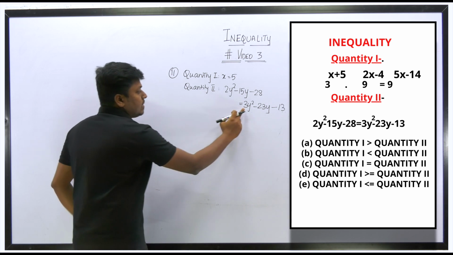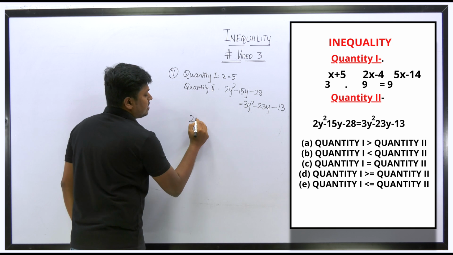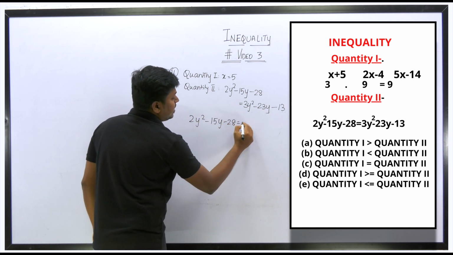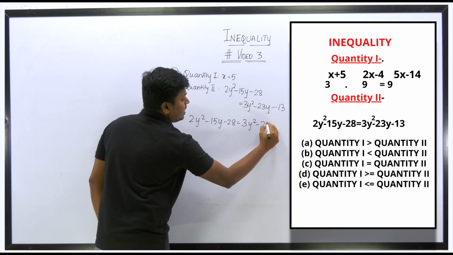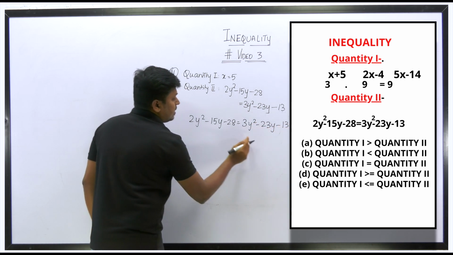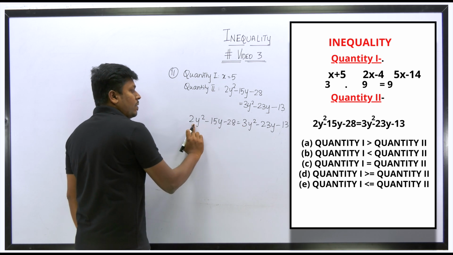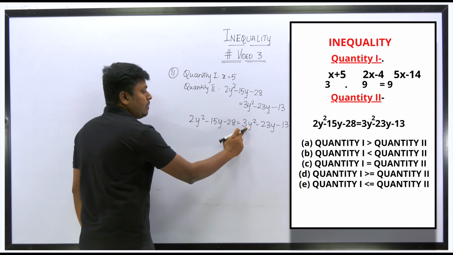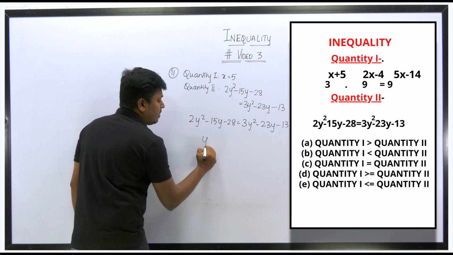Got it? So just listen here, this is in the format: 2y square minus 28 is equal to 3y square minus 23y minus 13. First we can bring this 2y square towards the right hand side. It becomes minus 2y square. So 3y square minus 2y square will be only y square.